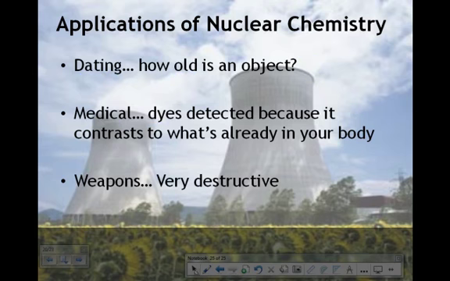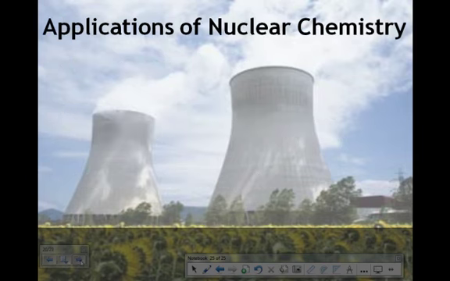And finally, we have the energy application. If we need energy from fossil fuels, then we have to keep buying more oil. Well, if we use nuclear power in a nuclear power plant, we can get a lot of energy for just a little bit of material. So I'd like to show you how that works.